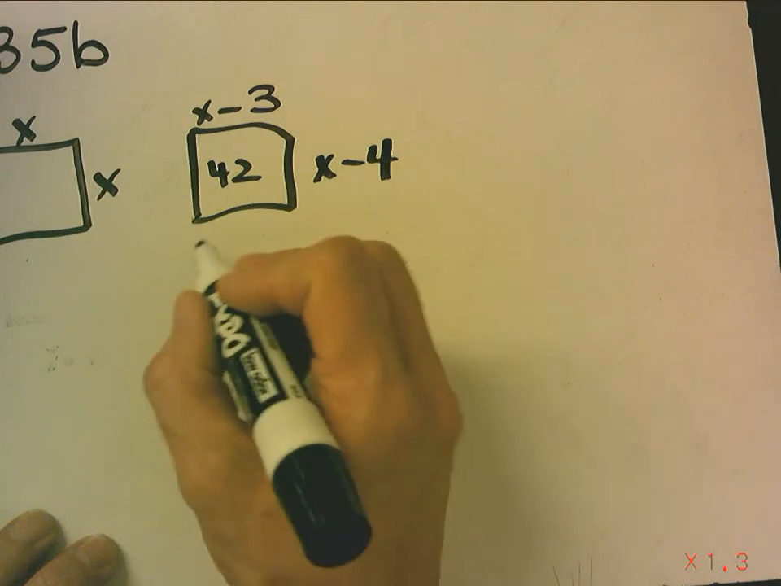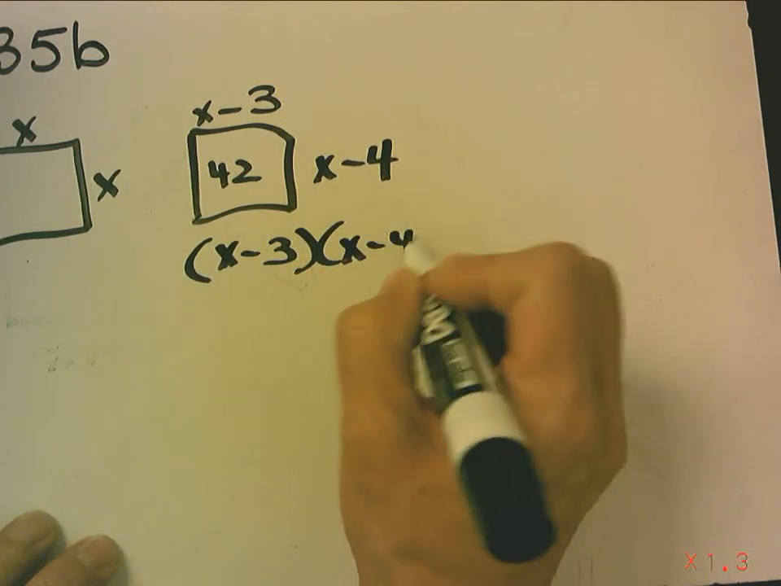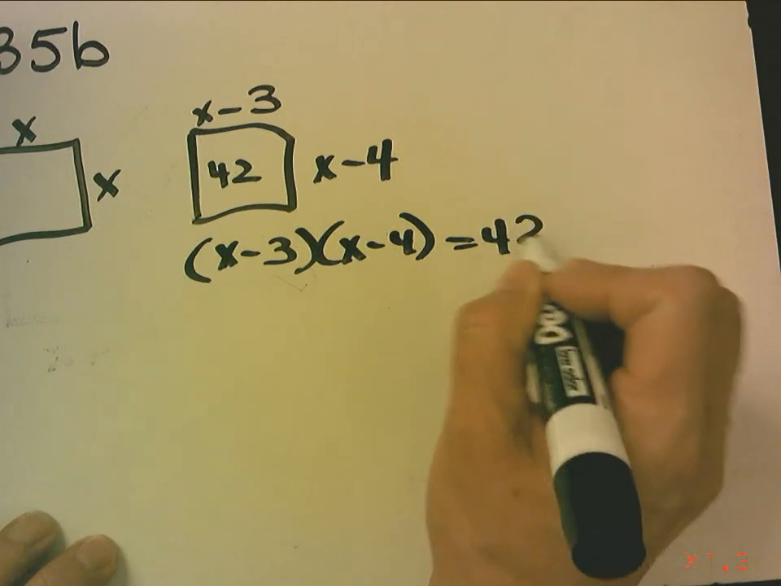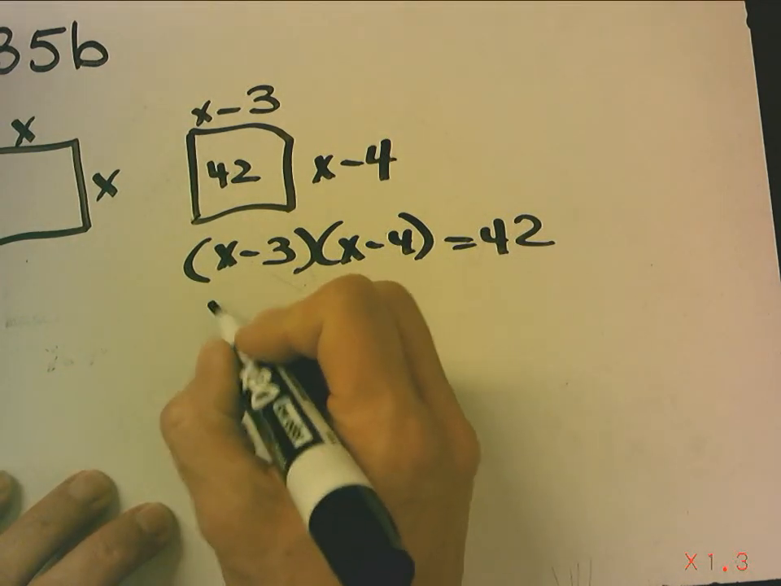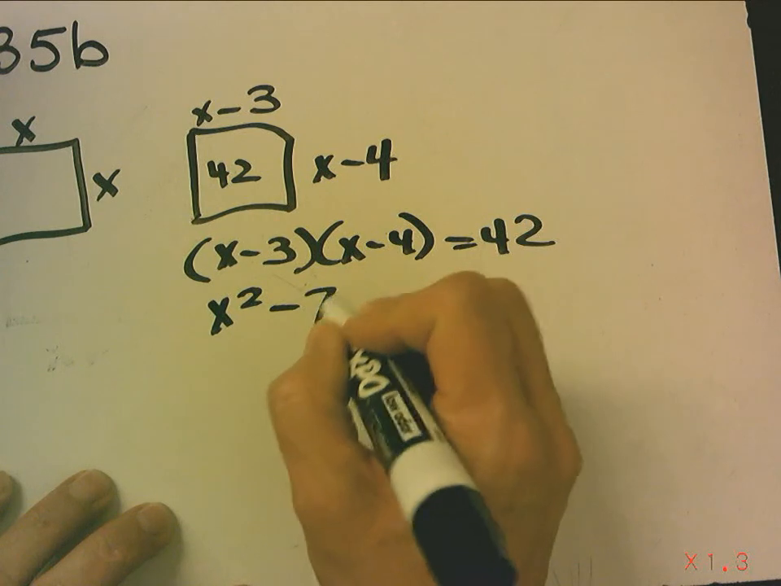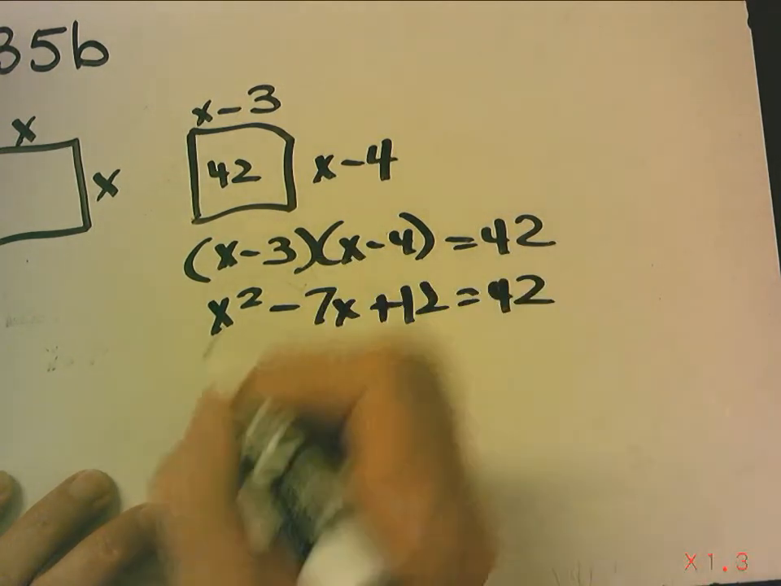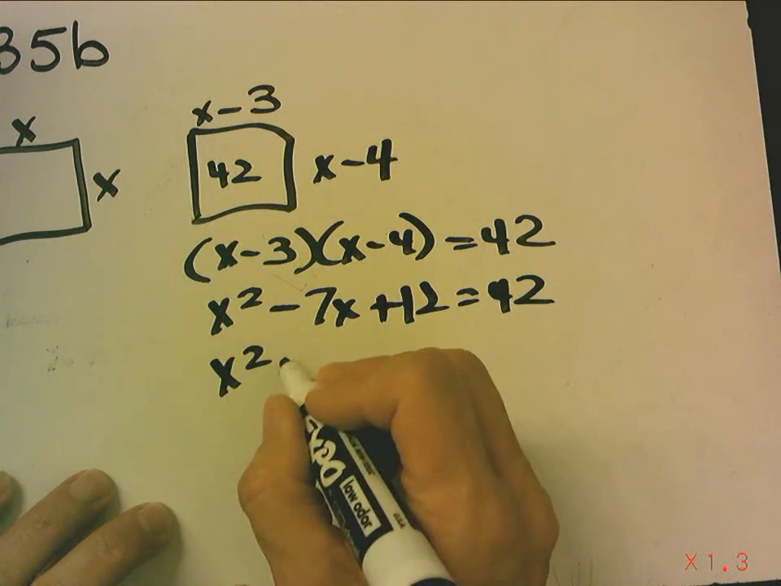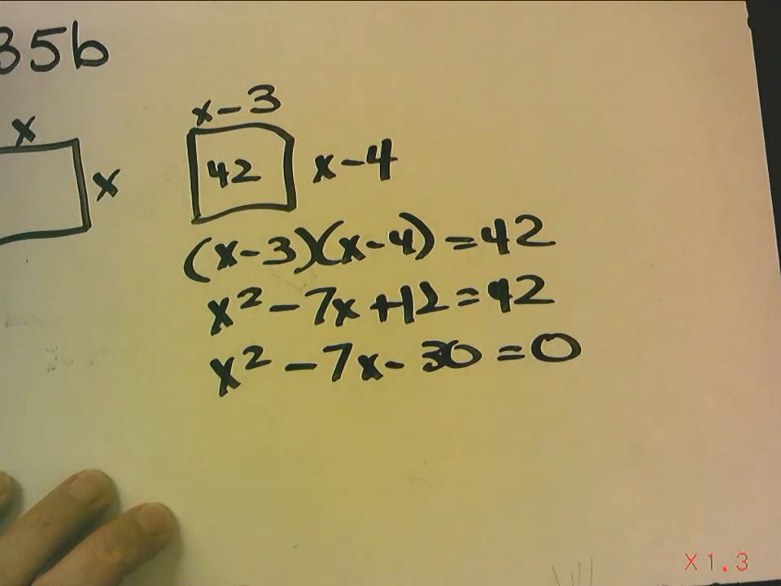So this means x minus 3 times x minus 4 equals 42. And at this point, if you want, you can stop the video and try to figure this out on your own. So this is x squared minus 7x plus 12 equals 42. I subtract 42 from both sides. x squared minus 7x minus 30 equals 0.